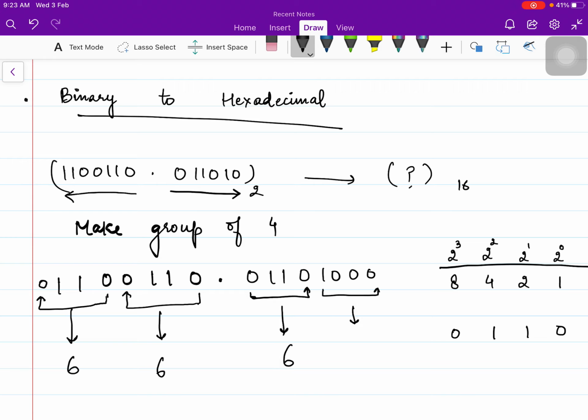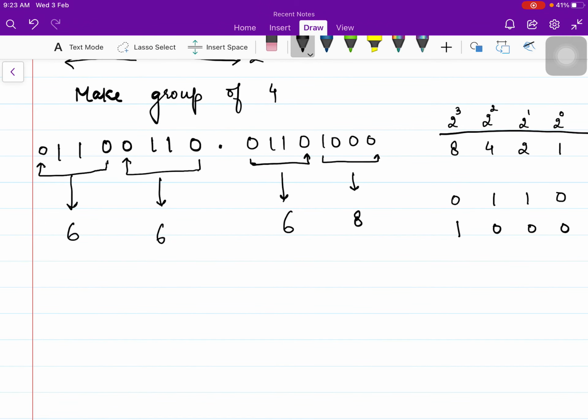And what does this represent? 1, 0, 0. 1 is only below 8. So it is 8. So the answer is 66.68 in hexadecimal. So this is how we convert the binary to hexadecimal. The new technique comes here, and this is the technique. I hope it is clear to all.